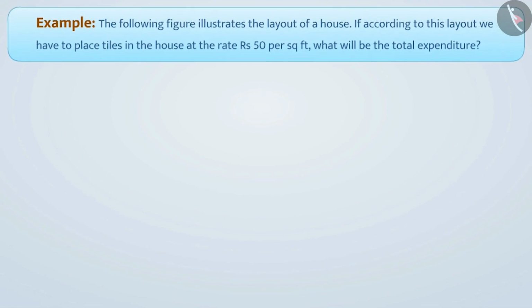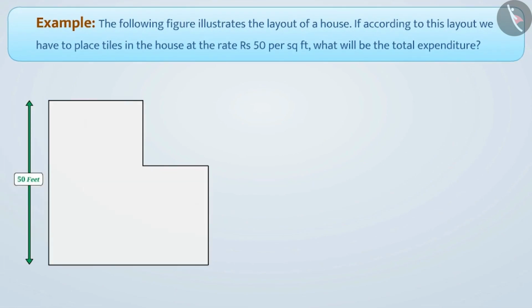Next example. The following figure illustrates the layout of a house. If according to this layout, we have to place tiles in the house at the rate Rs 50 per square feet, what will be the total expenditure? In order to find the answer to this question, first, we will have to find the total area of the house. We can divide this figure into two rectangles in this way.